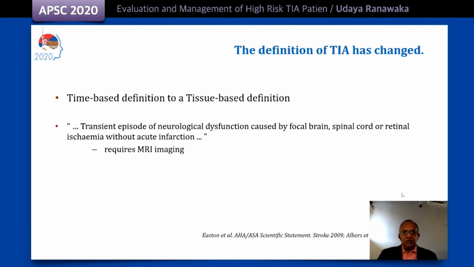As a result of this new knowledge, we have moved away from the traditional time-based definition to a tissue-based definition of TIAs, where we define a TIA as a transient episode of neurological dysfunction without acute infarction. Clearly, there are issues here. The main problem is that it would require MRI imaging, and therefore it is not practical to be used in many parts of the world. But that is a hurdle that we need to look at how we can overcome.